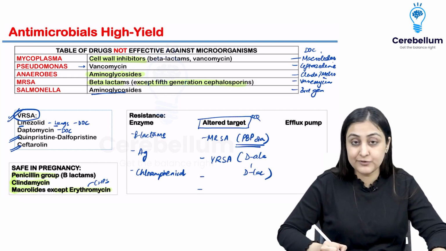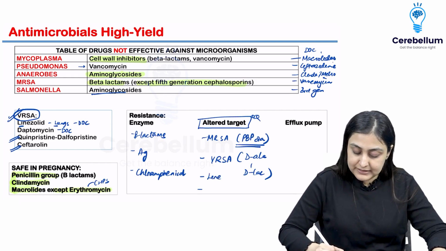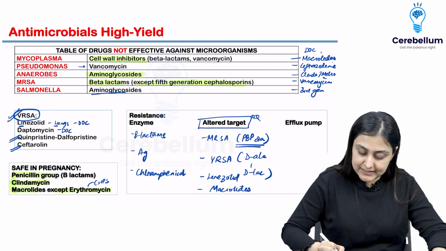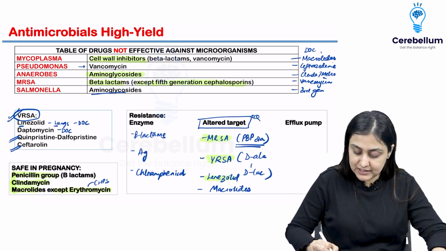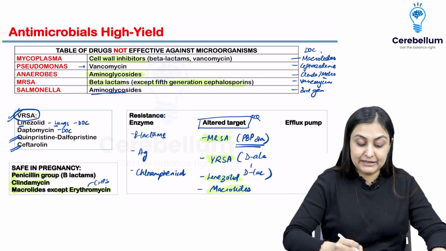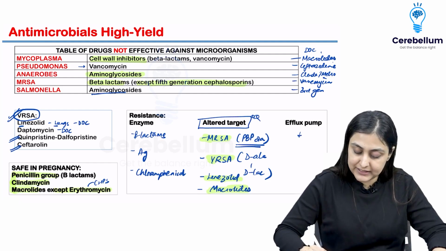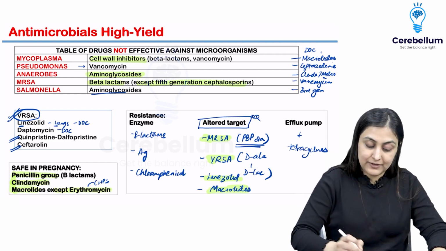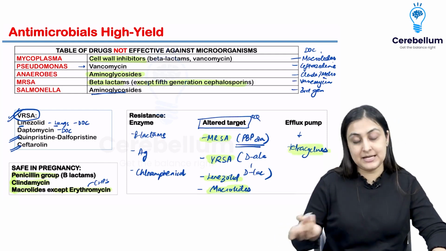In addition, you have two more categories. So, you have linezolid and you have macrolides, which also have altered targets. So, just remember this category, very important. MRSA, VRSA, linezolid, macrolides. Efflux pump, again very unique, very important, is tetracyclines. Okay, so this you should remember. Fine. So, everything else becomes enzyme mediated.